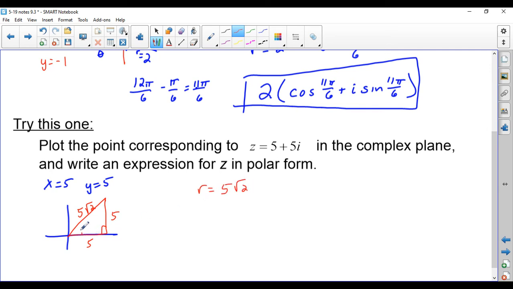My angle goes from 0 around to 2 pi. This is in the first quadrant, an angle of 45 degrees or pi over 4 radians. So I'm going to plug into the formula: r, and then parentheses, cosine theta plus i sine theta.